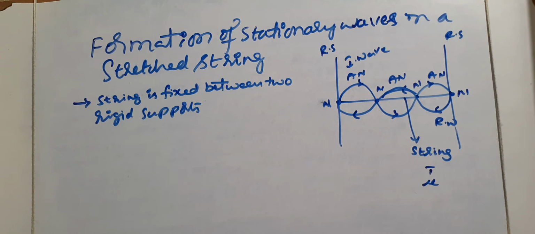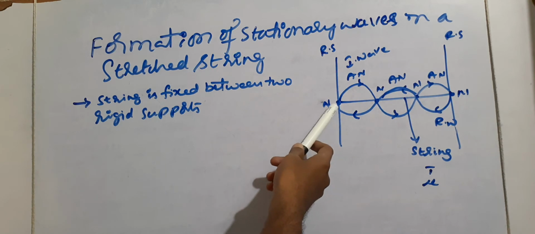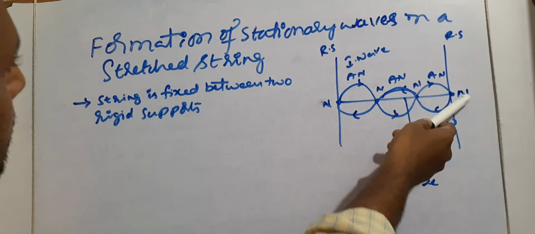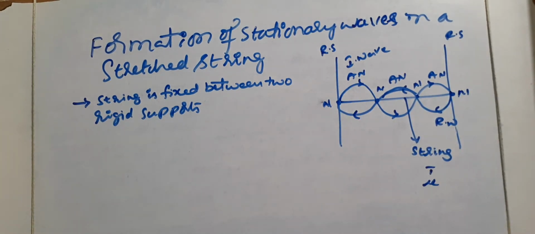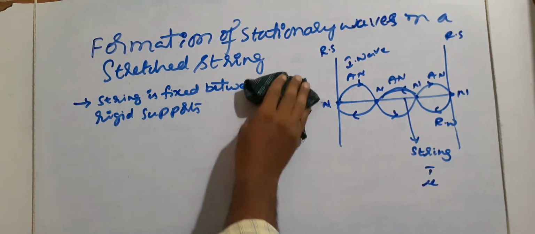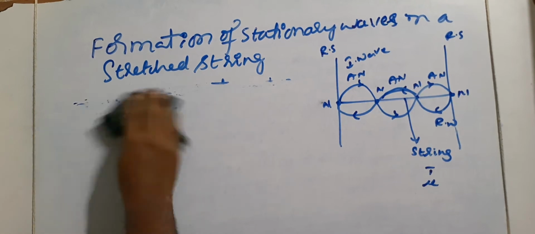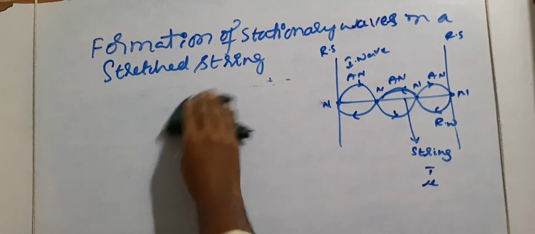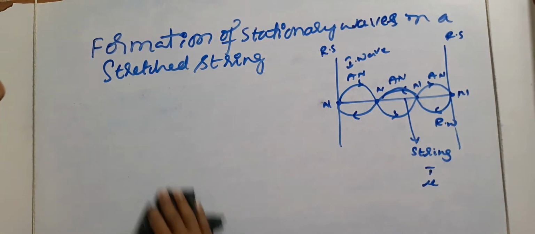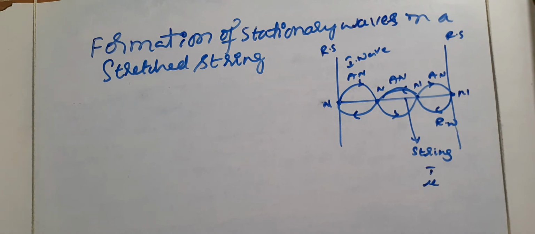But in these stationary waves, the points where the amplitude is minimum or zero are called nodes. So these are nodes. The points where the amplitude is maximum are called antinodes, which are denoted by AN. Now, what is the resultant displacement caused by the resultant stationary wave?